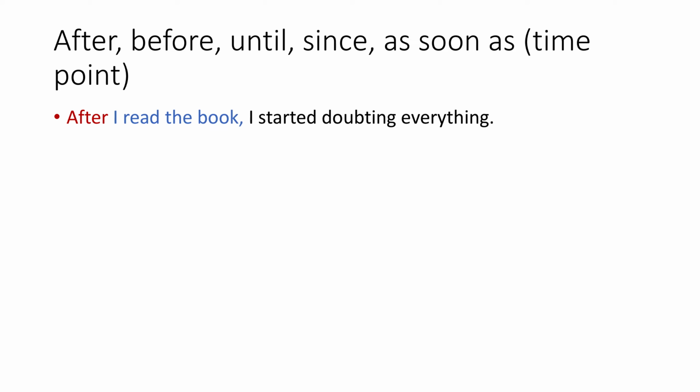Now, you might ask, after, before, until, since, and as soon as all refer to time, so why would you put them in a different group? And that's a good question. Well, the main reason for that is all of these have one thing in common, and that is they refer to one single point in time. They might have some additional properties like until and since, but they are generally used to indicate a point in time. So, after I read the book, I started doubting everything.